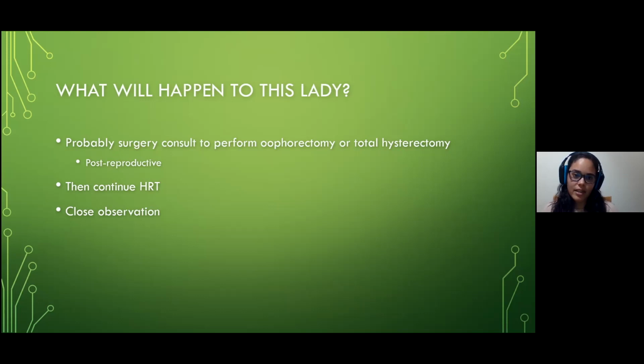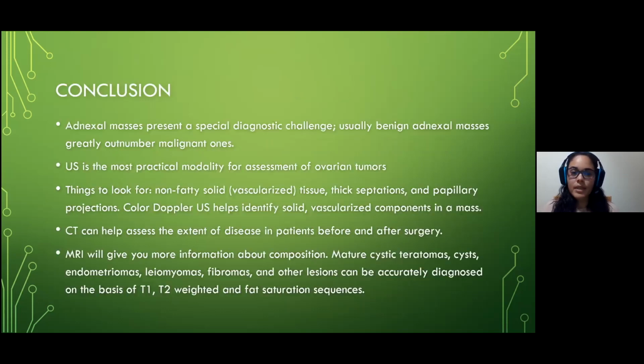And yeah, I think it's interesting to also follow this case. In conclusion, adnexal masses present a special diagnostic challenge. They are usually benign, but it's always important to differentiate them, because in that first case, the 22-year-old, who had no striking symptoms whatsoever, it was a grade 3, right? So it is important to differentiate them and pick them up as soon as possible.